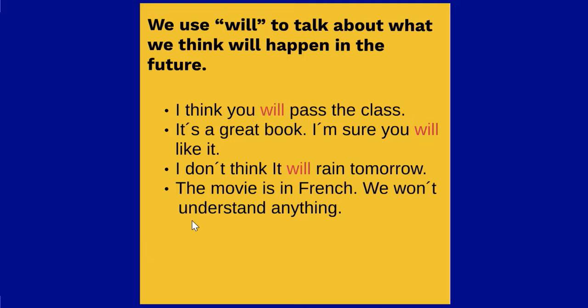Look at the last one that says the movie is in French. We won't understand anything. In this case, I am using the negative form of will, that is will not, or with contractions, won't. Remember, all of those are predictions. We are not sure if they are going to happen or not.